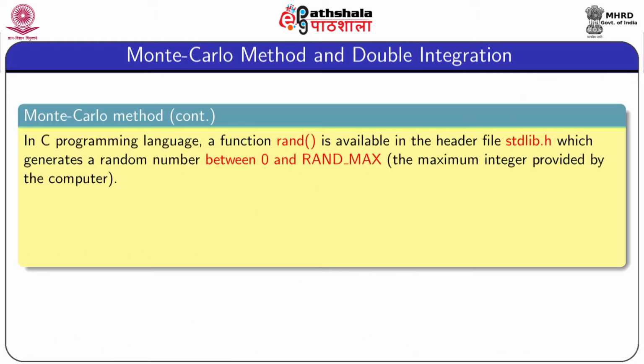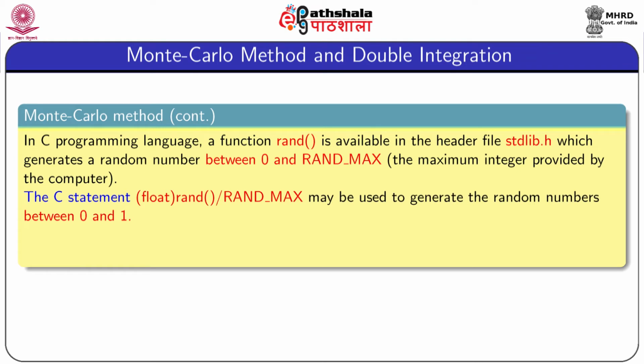In the C programming language, the function rand is available in the header file stdlib.h, which generates a random number between 0 and RAND_MAX, where RAND_MAX is a C constant and gives the maximum integer provided by the computer.